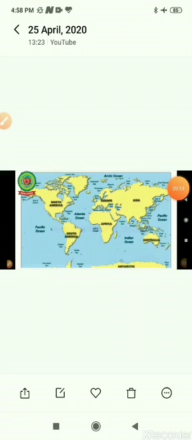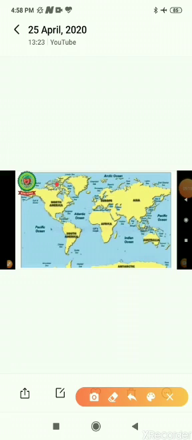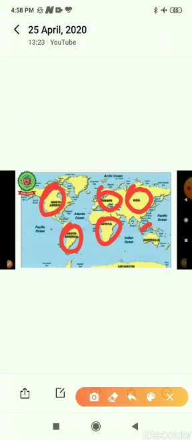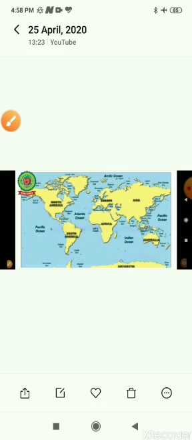In this picture, you can see easily this is North America, South America, Africa, Europe, Asia, Australia, Antarctica. But in this picture, you tell me which one is the largest continent. Asia, you can see, is the largest area it is covering, and Australia you can see is the smallest continent.